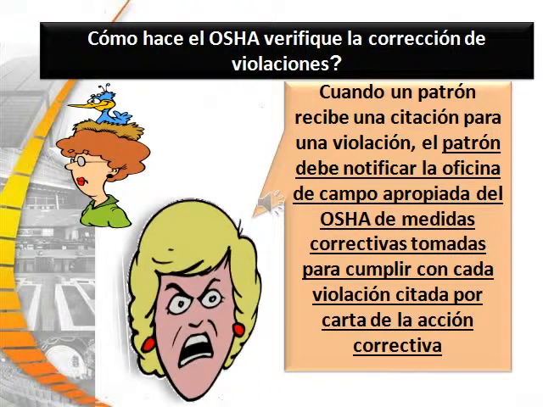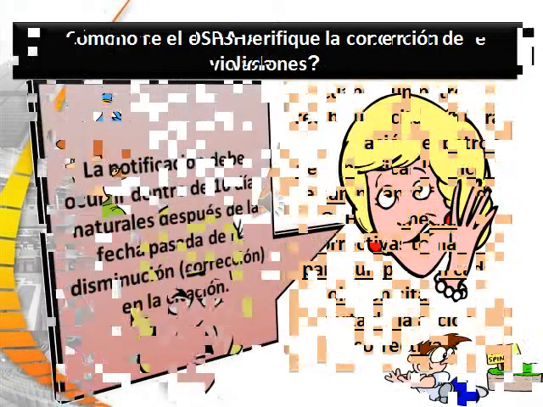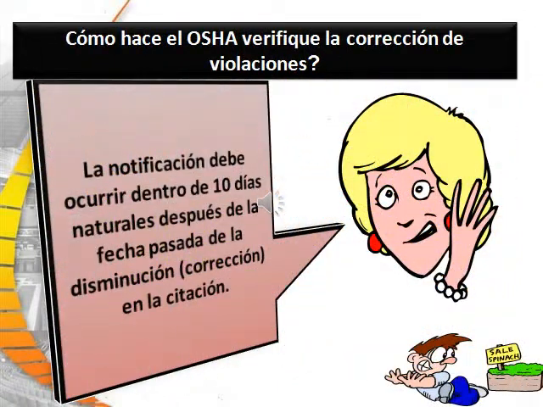How does OSHA verify correction of the violations? Well, when an employer receives a citation for a violation, the employer must notify the appropriate OSHA field office of the corrective action taken to comply with each cited violation by letter of corrective action. Notification must occur within 10 calendar days after the last abatement or correction date on the citation.